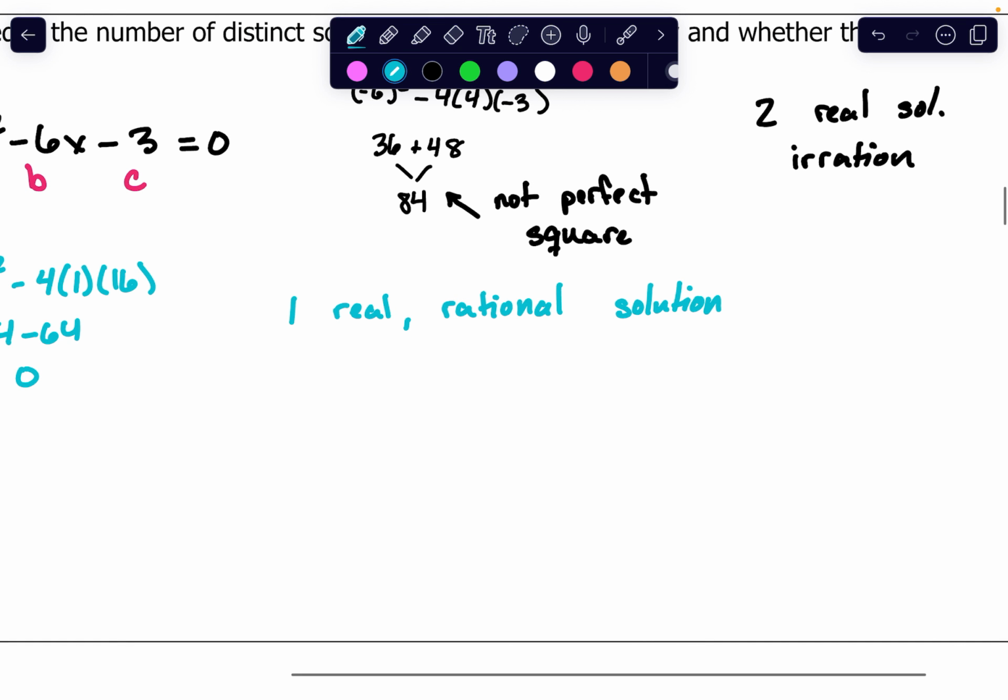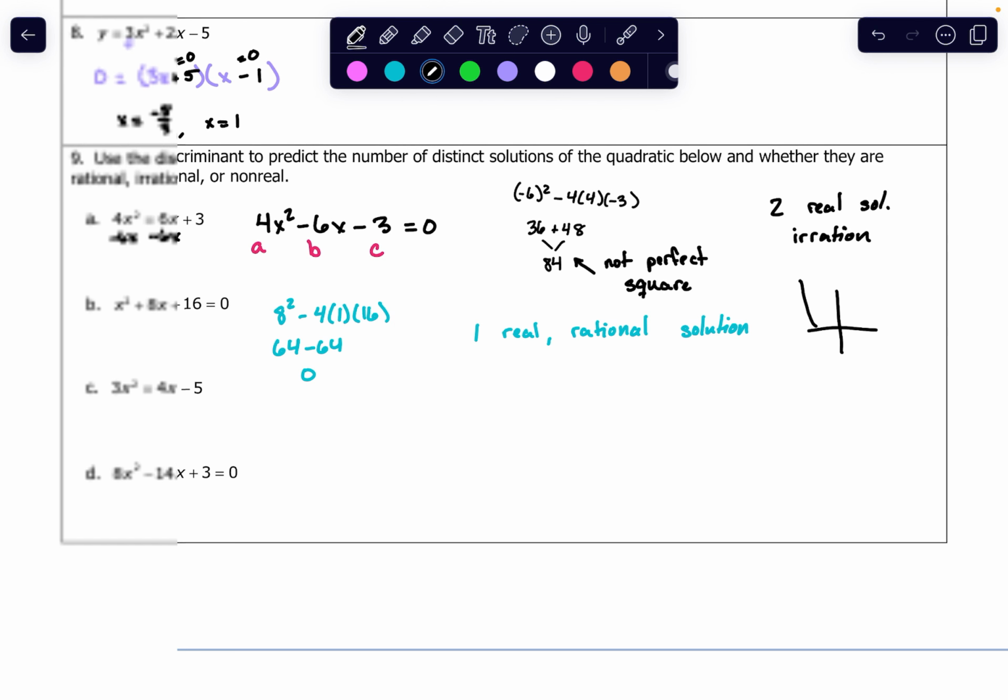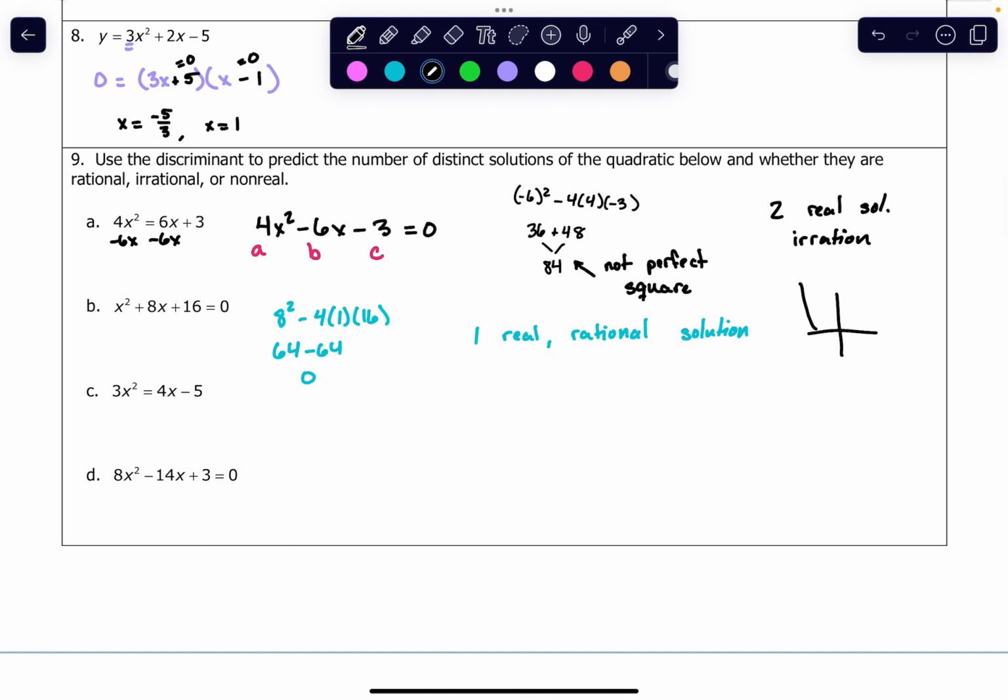On a graph, what would that look like? Remember, these solutions are the x-intercepts of the graph, so this would just touch and go off of the x-axis. I'm just checking if my signs are right. Yep, it's going to be to the left. It is one rational solution.